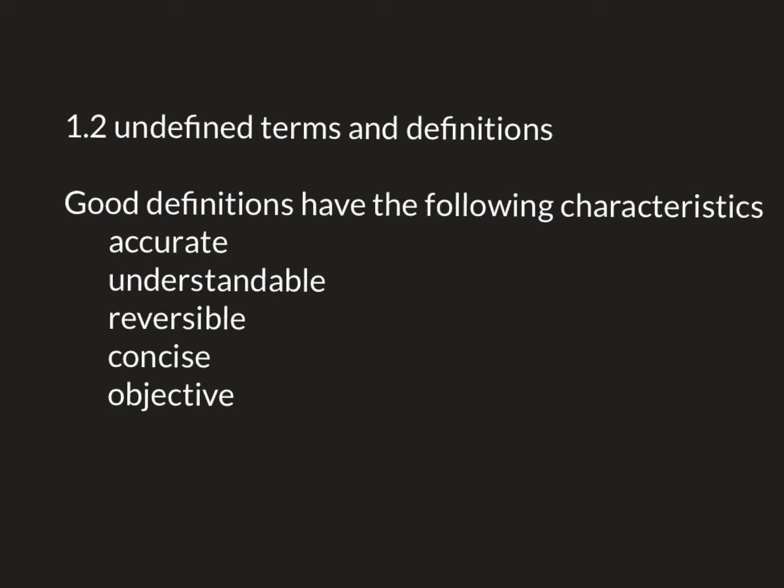Reversible means that if you say it backwards, it still applies. So the example that we like to give typically is a spoon is a utensil for stirring and eating. But if we said a utensil for stirring and eating is a spoon, that could also be a fork, right? So we need to make sure that you can say it both ways. It's descriptive enough that you know what that means. Concise, just don't make it too wordy. Objective, make sure that you're not using any kind of exaggerations in your definition.